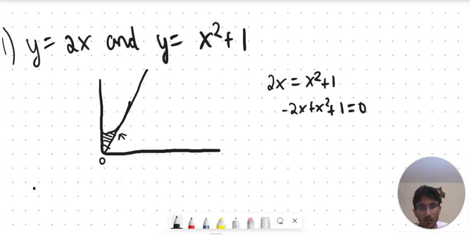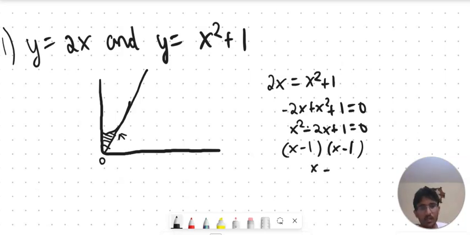So generally, that's going to give us x squared minus 2x plus 1 equals 0. If we solve the quadratic, that's going to give us x minus 1 and x minus 1. Now if we solve for x, set it to 0, that's going to give us 1. There we go, we found out that x equals 1. So we figured out this point is going to be 1 where it meets.